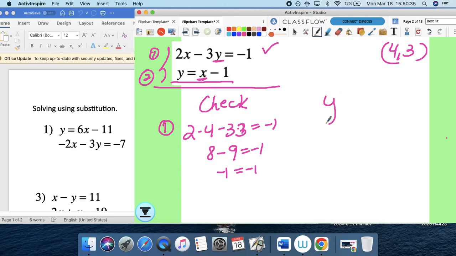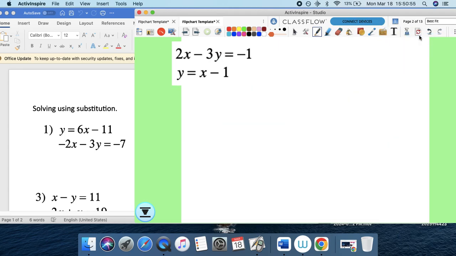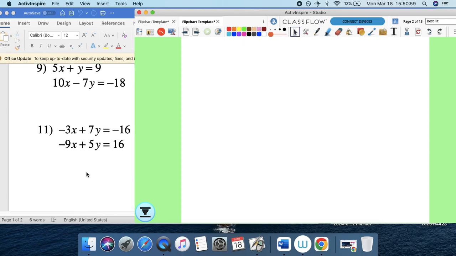Equation 2, y equals x minus 1. The y is 3, x is 4, and you see that it satisfies equation 2 as well. So the point 4 and 3 is correct. So that's literally substitution, right? It's just a lot of work, but nothing too bad. Now let's go to elimination.